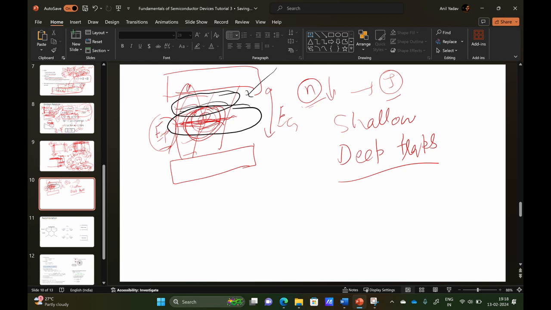But deep traps you can think of as a well. So this is the conduction band and this is the trap. If an electron falls into this deep well, it is very hard to come out, so we call it a deep trap. But if the electron falls in the shallow one, it can come out.